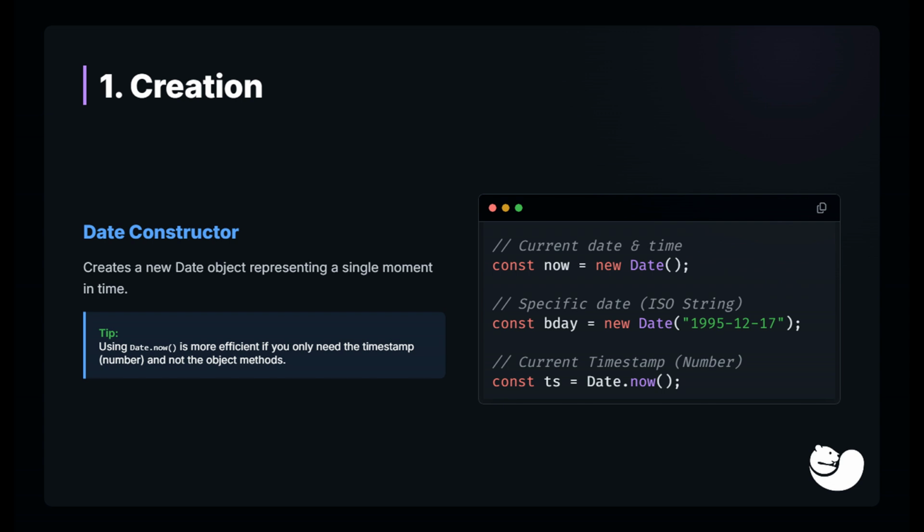But here is a pro tip for performance. If your goal is simply to measure how long a function takes to run or to create a unique ID based on time, you do not need the overhead of the full object. Instead, use the static method Date.now. This returns the raw timestamp, a simple integer representing the milliseconds elapsed since the Unix epoch. It is lightweight, fast, and often exactly what you need for system-level timing logic where human-readable formatting is not required.